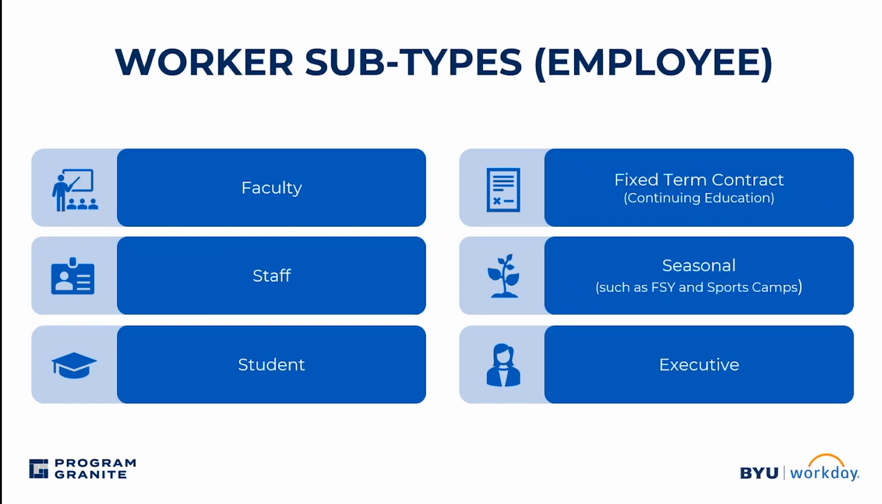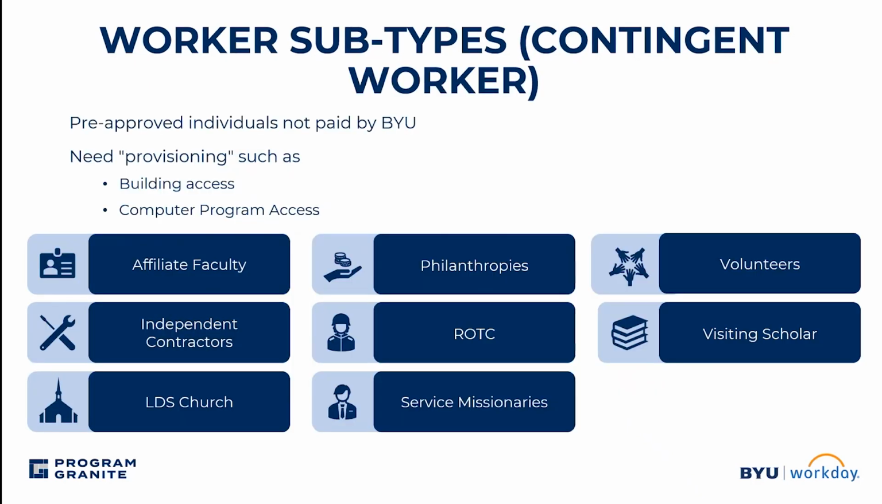Okay. And then we have our worker subtypes for contingent workers. So you'll select employee or contingent worker. If you select employee, you get all of those previous options, staff, student. If you select contingent worker, these are some examples. The pre-approved individuals, but the big thing with contingent workers is they're not paid by BYU.